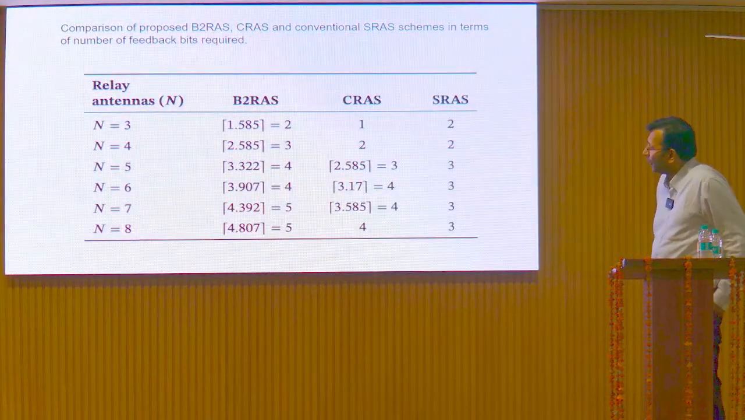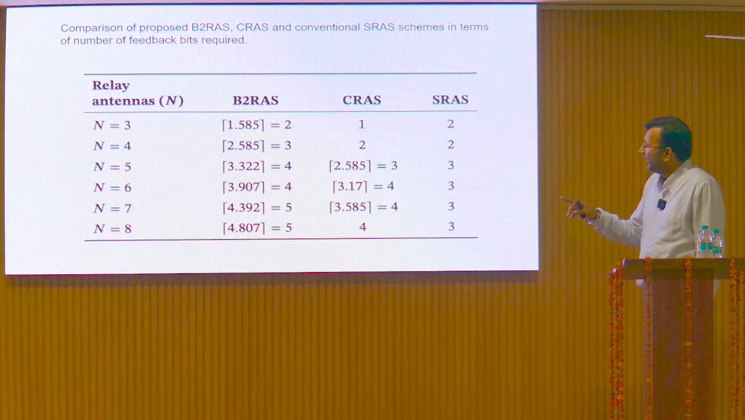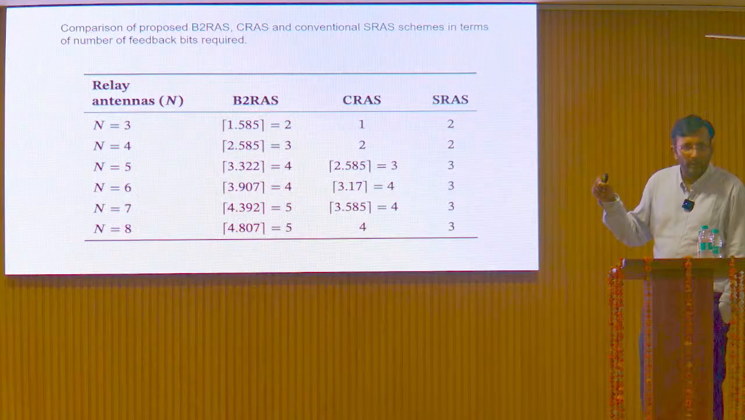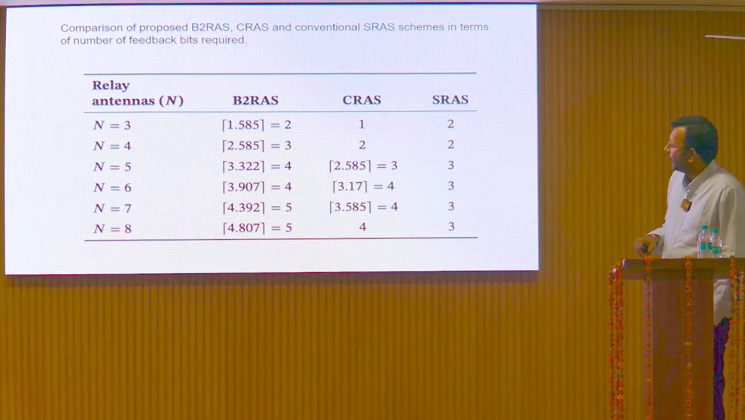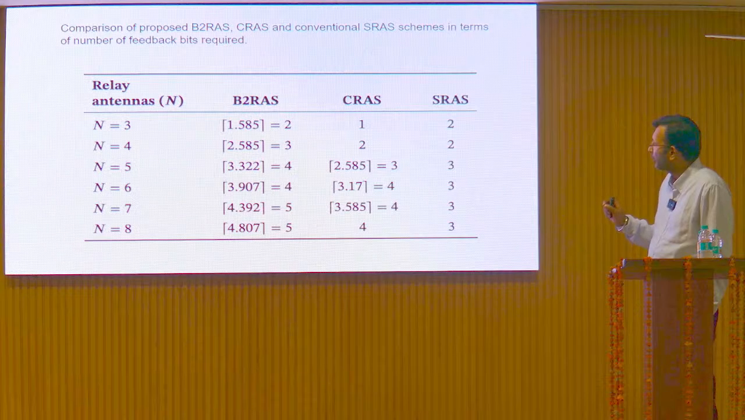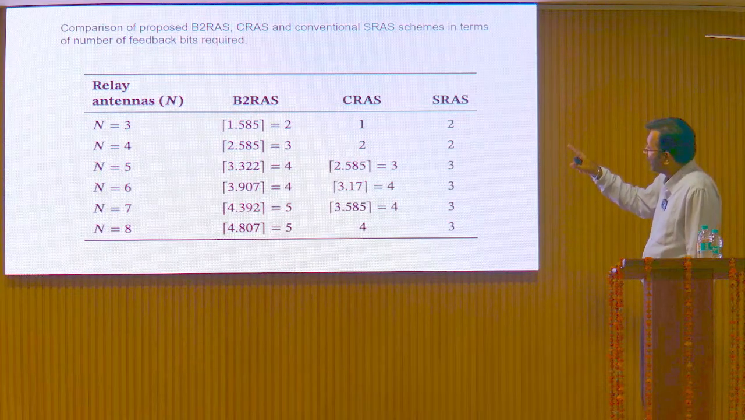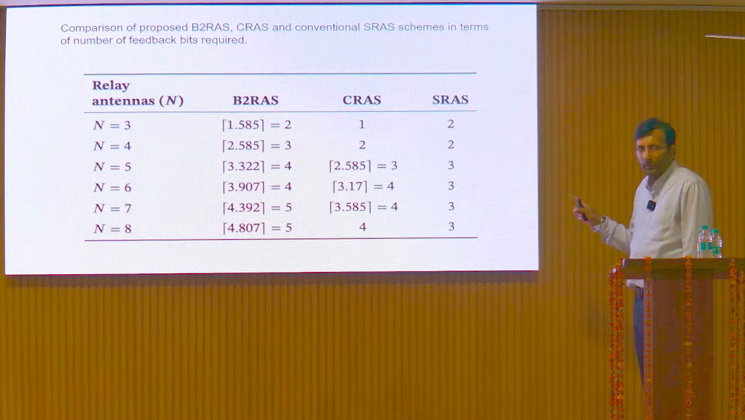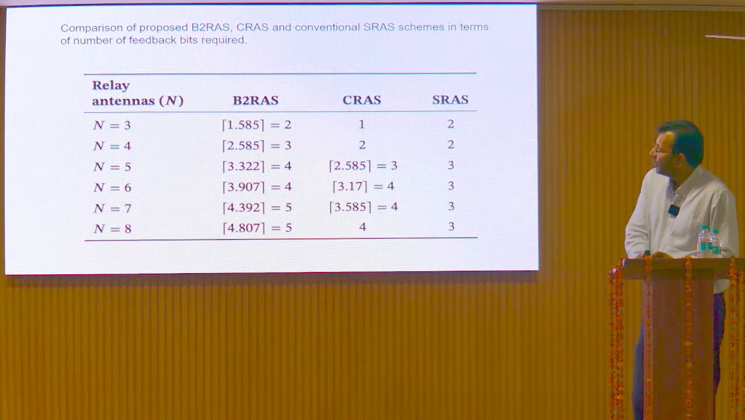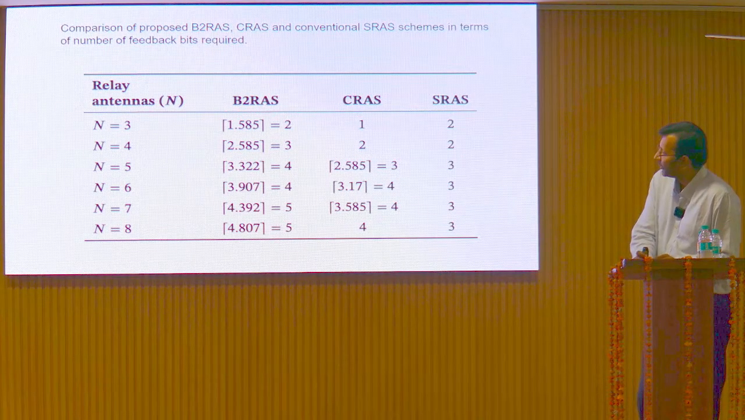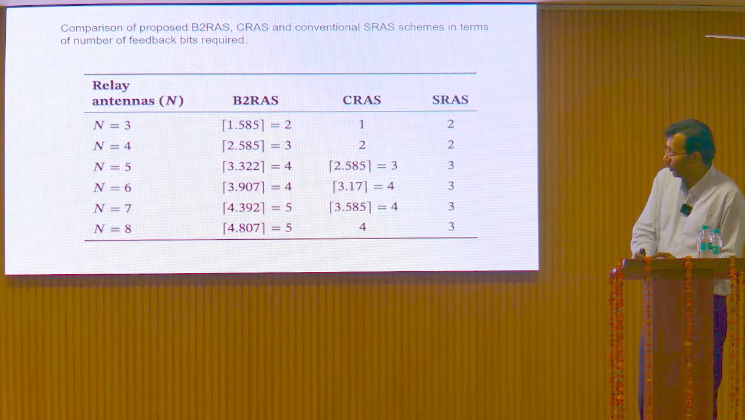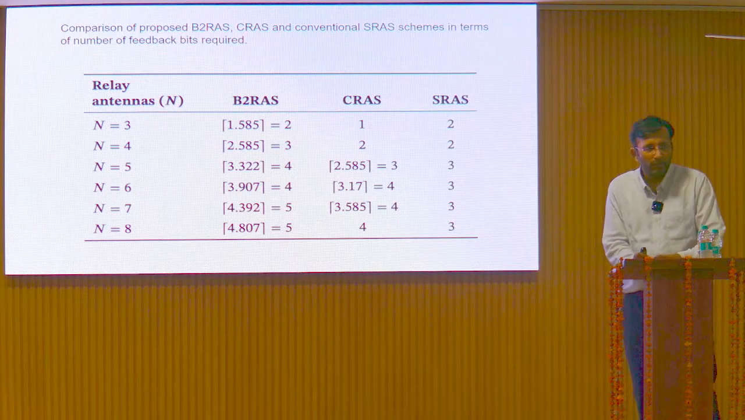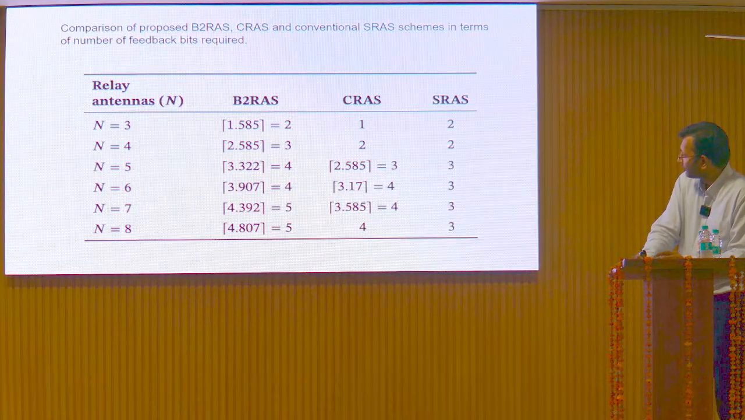Yeah. So for n equals 3, the first scheme B2RS, log 2 of (n minus 1) divided by 2, we would get 1.585, and the ceiling function gives 2 bits. Similarly, for CRS, where we divide into clusters, we need only 1 bit. SRS represents selecting the best antenna out of 3. We require 2 bits, right? So we have a comparison here. You can compare for n equals 8, which provides you the difference between these 3 schemes, right?